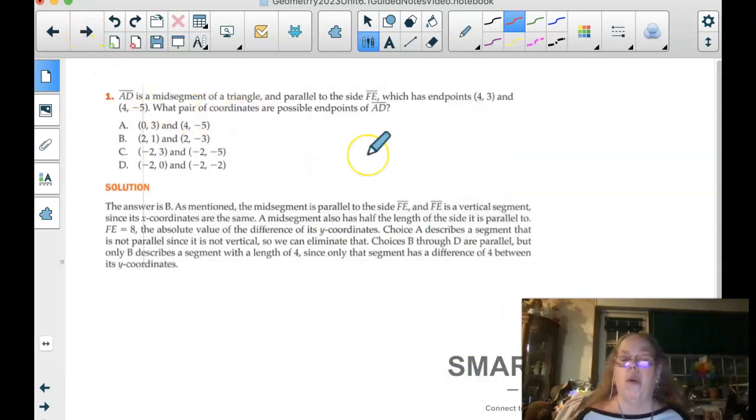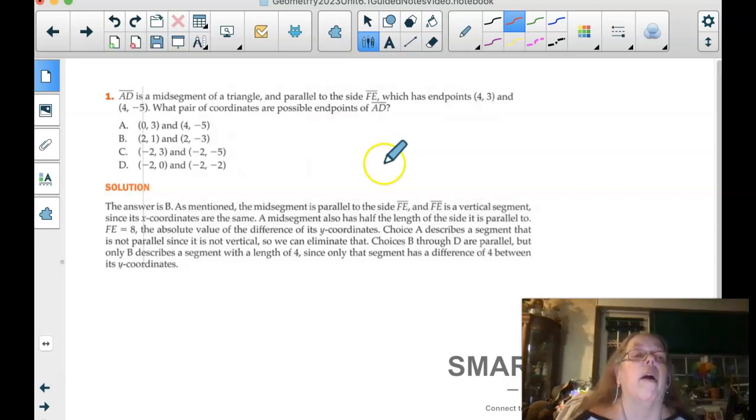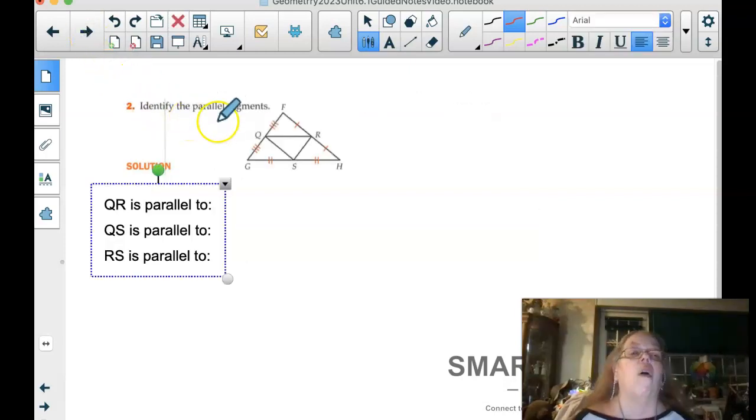All right, so we're going to do one more, and then we're going to pause this video and go to another one. Oh, and this is what they did. And they got the same thing we did. The answer is B. As mentioned, the mid-segment is parallel to FE. FE is a vertical segment, since its x coordinates are the same, and a mid-segment also has half the length. That's what we just did.